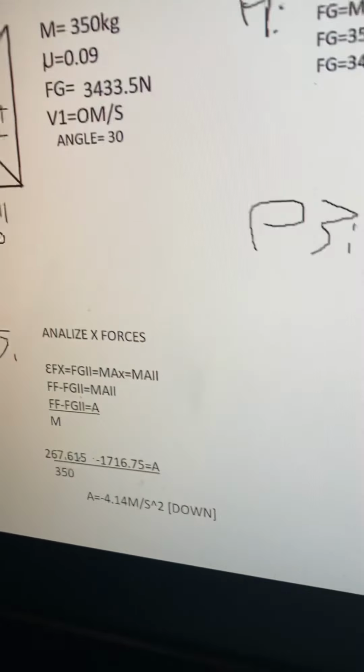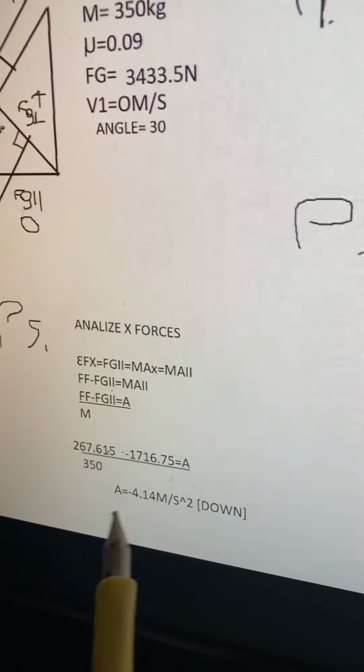That's not a part of the physics equation. Get it in the x direction, you put in your numbers, and there you go.